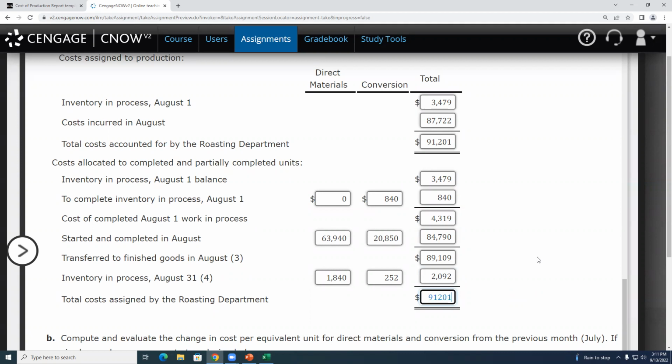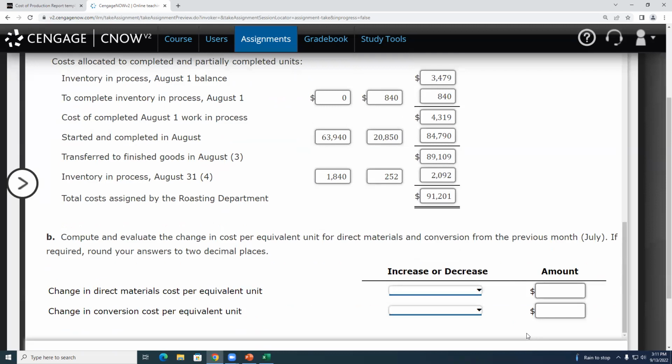And so that number, total cost assigned to the roasting department, needs to match this number right here from the top in the cost summary. If they don't match, something's wrong. If it's a tiny bit of an error, it could be a rounding error. So be careful about that. But I just knew I had made a math error because they didn't match, because I didn't add correctly.